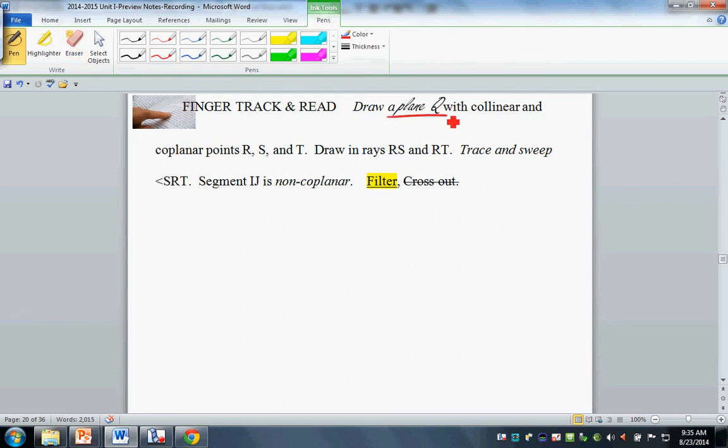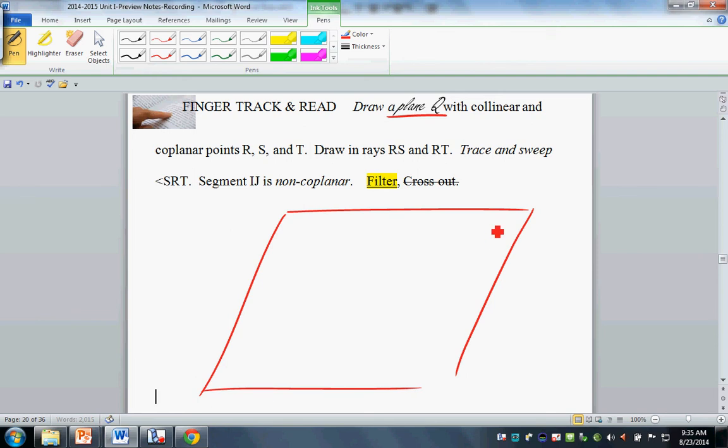Okay, so we have here a plane Q. So you should have a tabletop, and Q is cursive in the corner. Coplanar points RST. And remember, same letter, same point. And we have two rays. Notice, very importantly, that R is the hinge. R is the hinge. So it's collinear, which means on the same line, and coplanar on the same point.